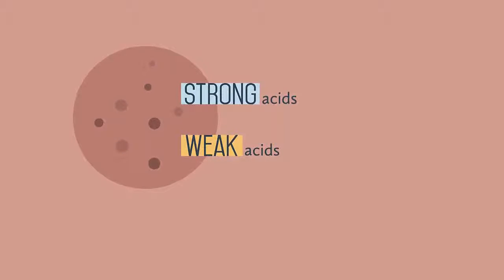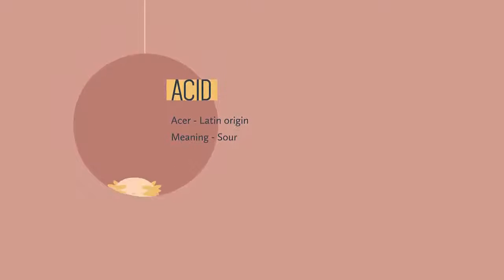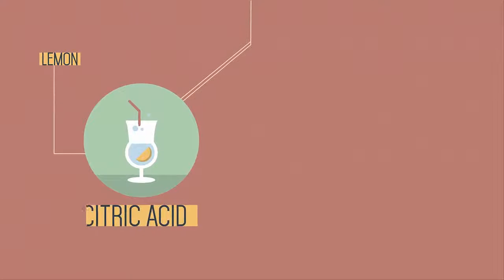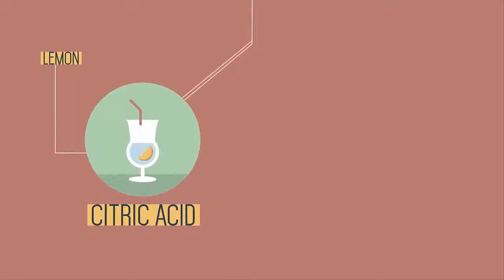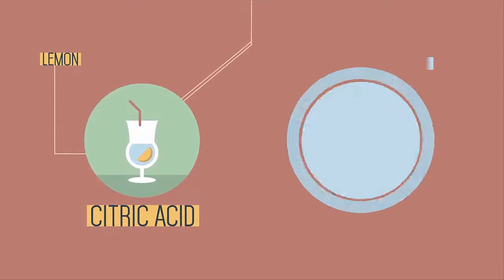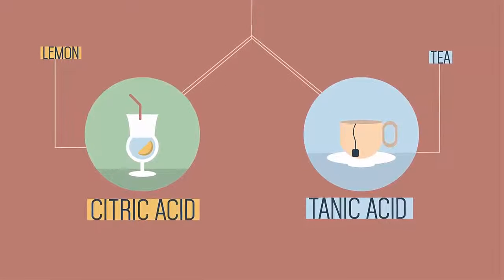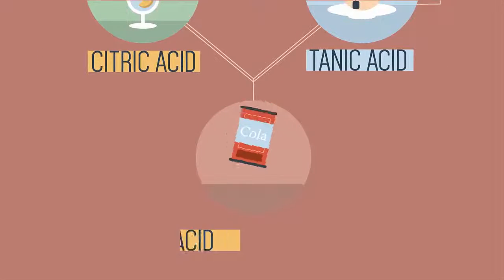In this video, you're going to discover more about strong and weak acids and what makes them this way. The word acid comes from the Latin word acer, meaning sour, and you may have eaten some of them today. Lemons contain citric acid, which makes the flavor of others seem less acidic. Tea contains tannic acid, vinegar ethanoic or acetic acid, and fizzy drinks carbonic acid.